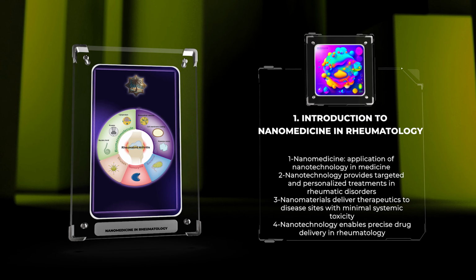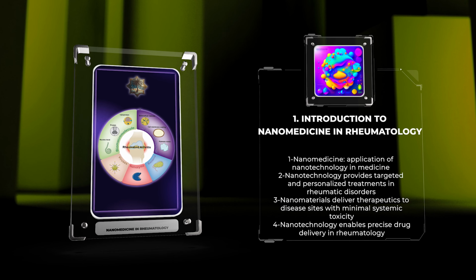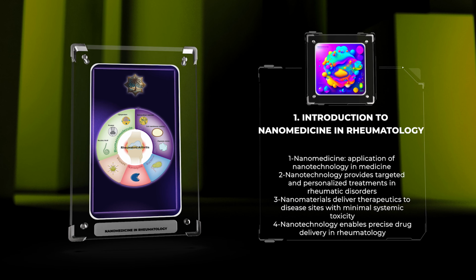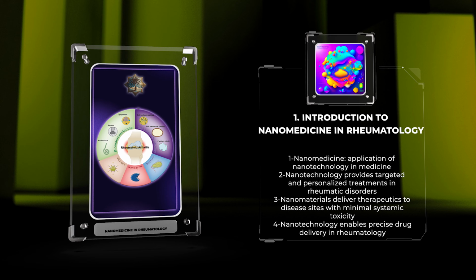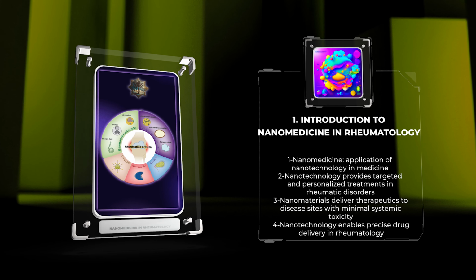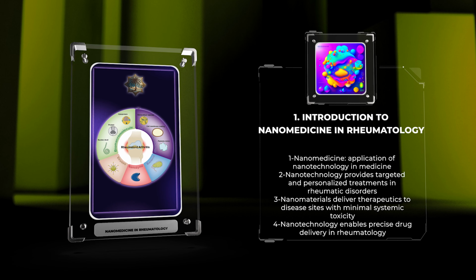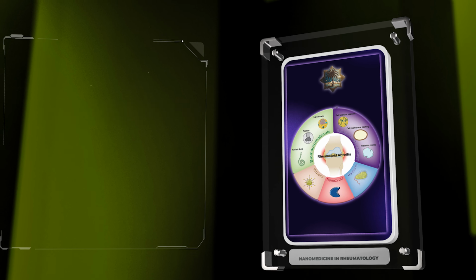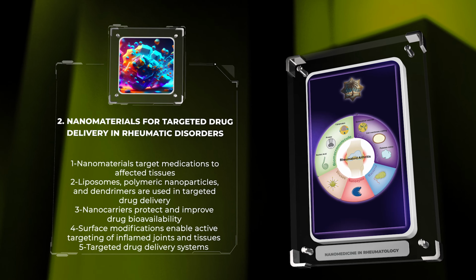In the context of rheumatology, nanotechnology enables unprecedented precision when it comes to drug delivery. Traditional drug delivery systems often lack specificity, causing off-target effects and limiting therapeutic efficacy. However, nanomaterials engineered at the nanometer scale can efficiently deliver therapeutics to disease sites, minimizing systemic toxicity. One of the most promising applications of nanomedicine in rheumatology lies in targeting medications directly to affected tissues.